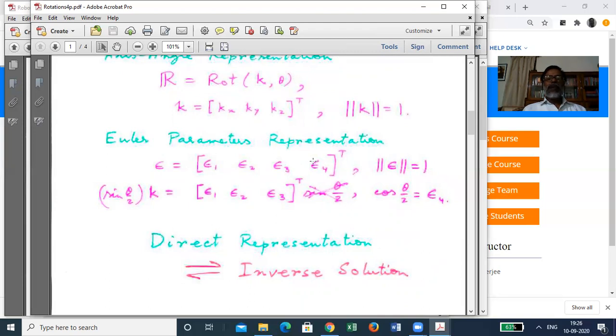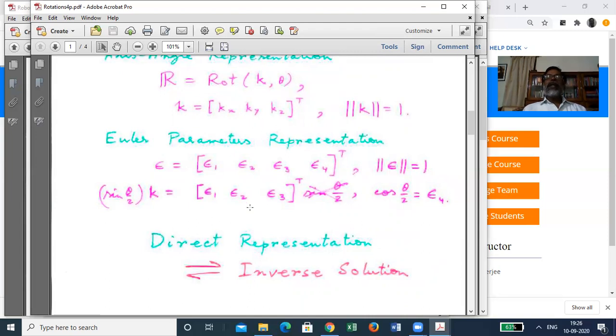These four are actually very closely related to these four, and these four also have one relationship among them. We will see the different representations and their advantages and disadvantages. And for each of the representations, you need a direct representation and an inverse solution.